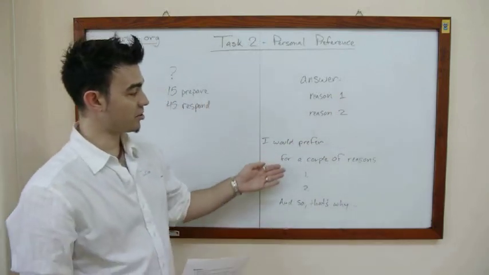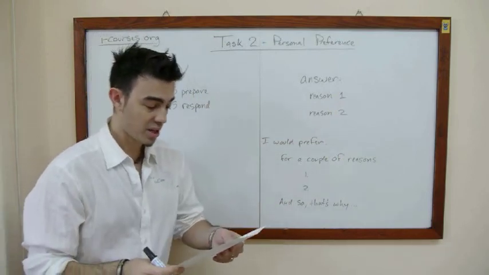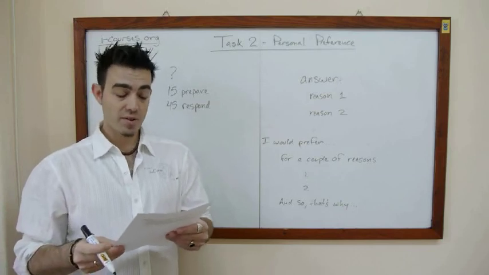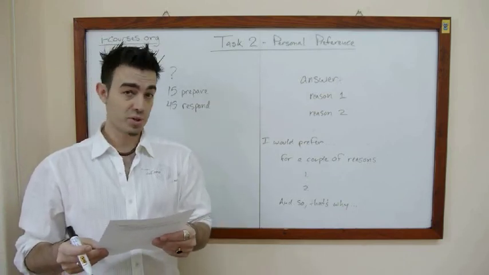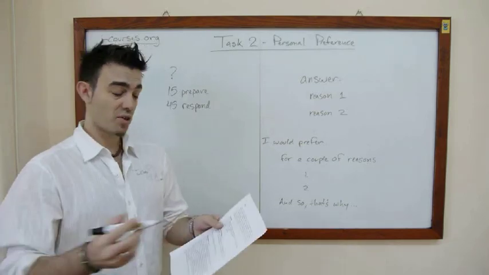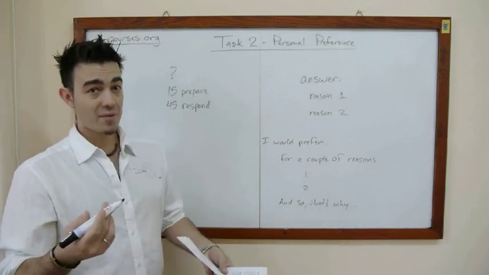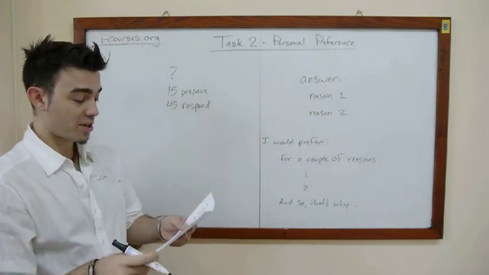Now, this is a good template to follow on your answer. As an example, let's say your question is, some people prefer vacations in their own country. Other people prefer vacations abroad. Which would you prefer and why? So when they get to the part where they say, which would you prefer and why? That's when you have a couple extra seconds to start writing your answer. This will give you a little more time here.